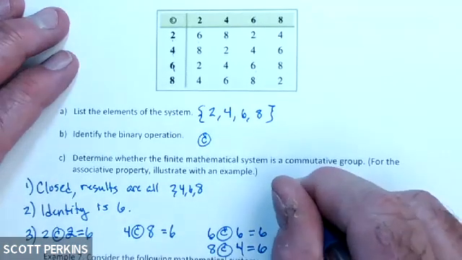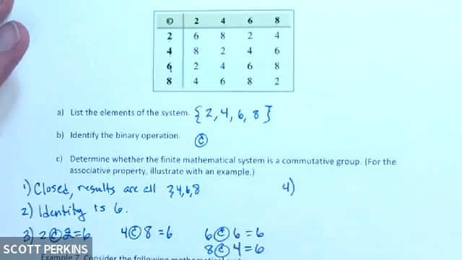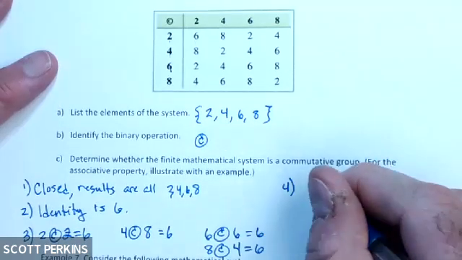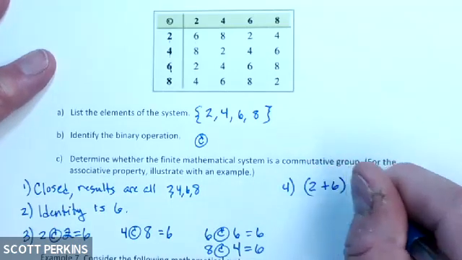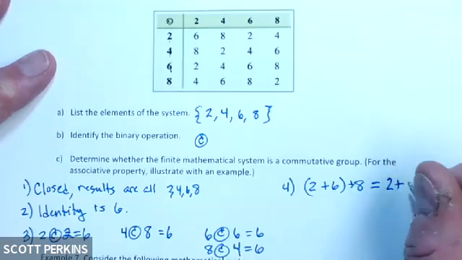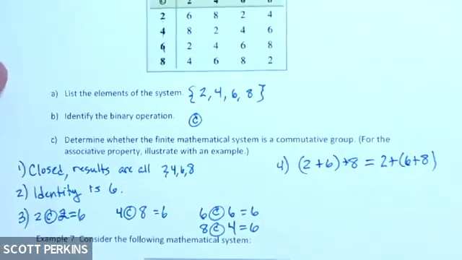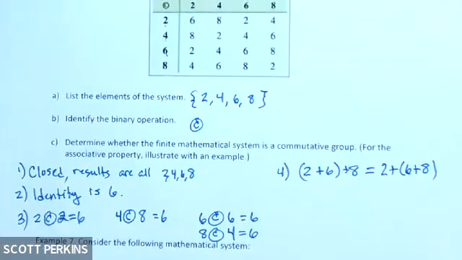Okay, so step 4 is the associative property step. What I would like you to do is to make up an associative property and verify using the table that it holds. You know what, let's all do the same one on this first one, just to make sure we're all doing the same thing. So this is arbitrary. Let's do 2 plus 6 in parentheses plus 8. And I want you to verify, is that equal to 2 plus 6 plus 8? I'm just making up an example, and now you're going to use the table to verify the associative property holds.